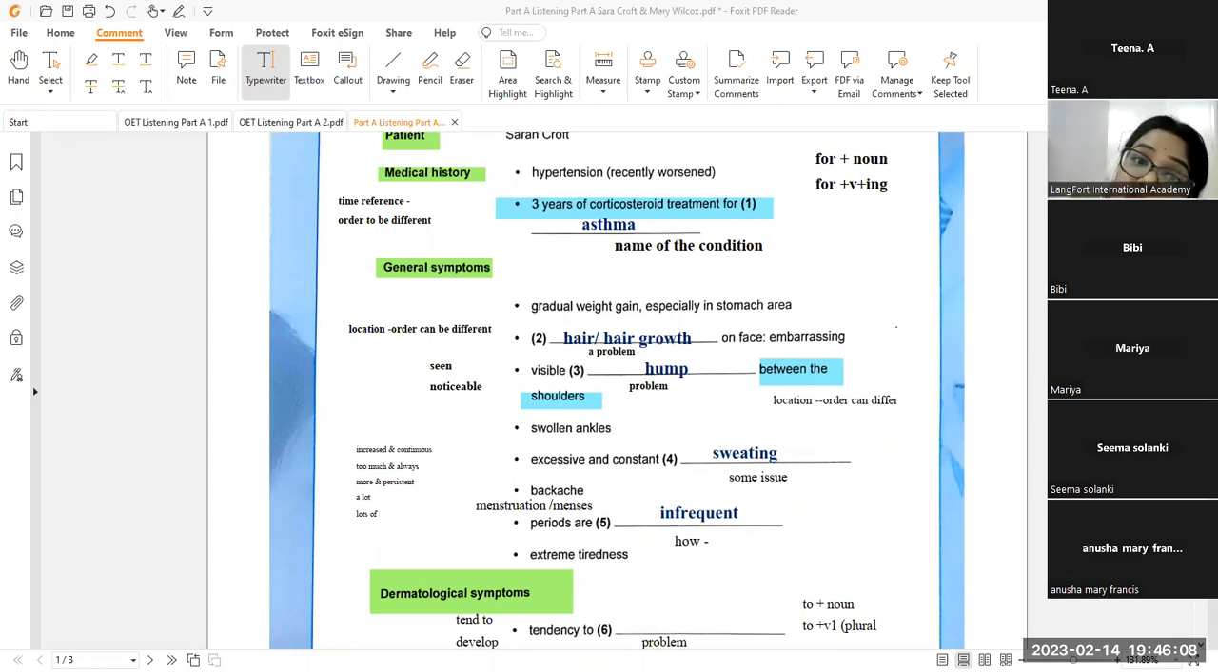My periods used to be. We are looking for how is it now? How are her periods now? They've given in the past, it used to be painful.